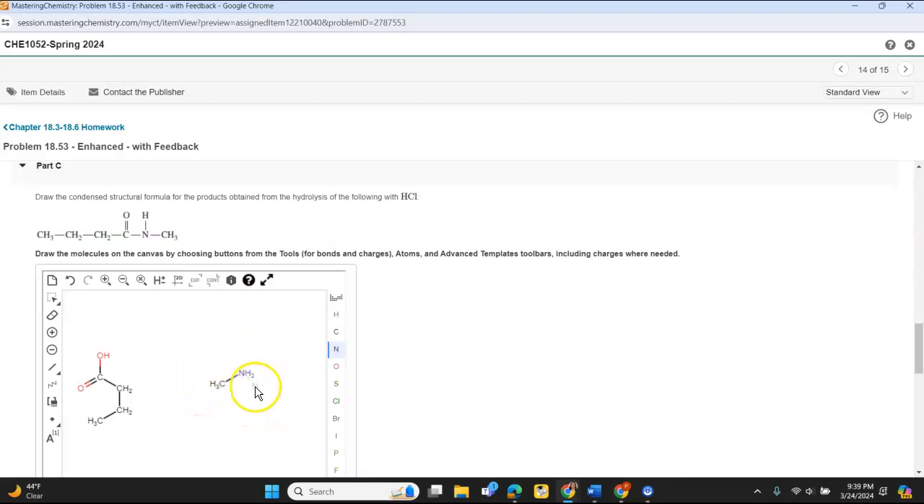So this is methyl amine, not methyl ammonium. To make it ammonium, you can just go and click on the positive charge here to increase charge. Okay, and bring it here on the nitrogen atom and click there. So it made NH3 plus. So this is methyl ammonium, and methyl ammonium chloride is the second product. We still need to show the chloride ion.